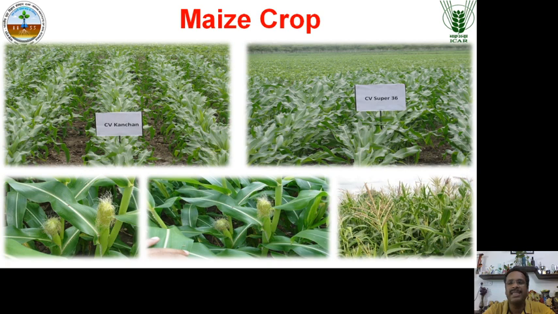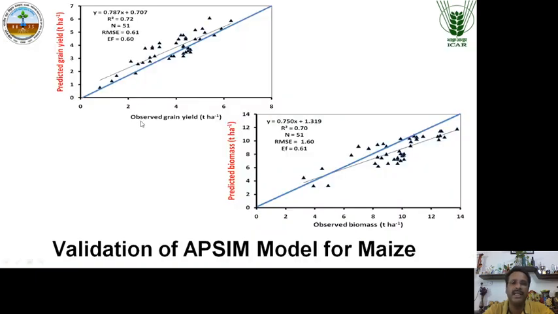So I am showing one example we conducted at the Indian Institute of Soil Science in Bhopal, just showing you the example of maize crop. We are going to show you the yield gap analysis for maize crop for the state Madhya Pradesh, India. For that, we have already calibrated and validated the APSIM maize module for a particular variety, and that is presented here.